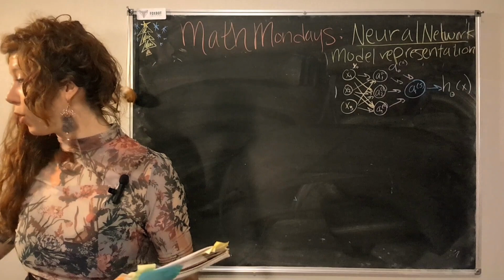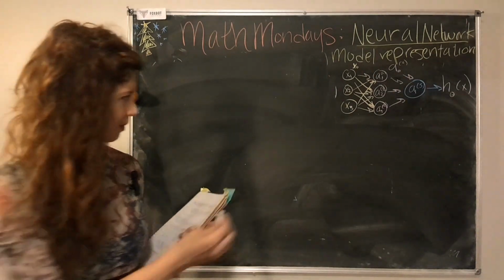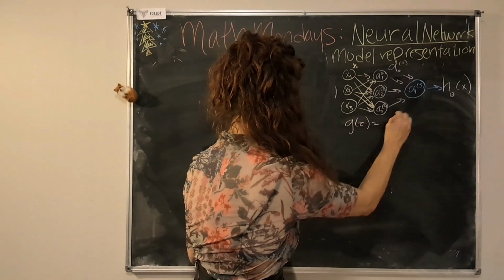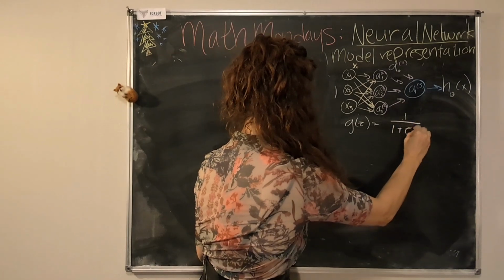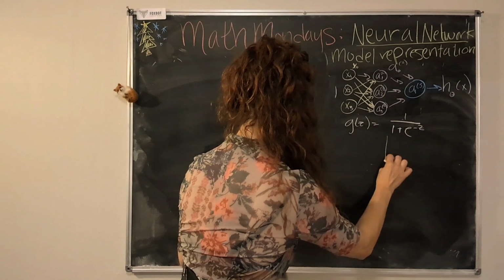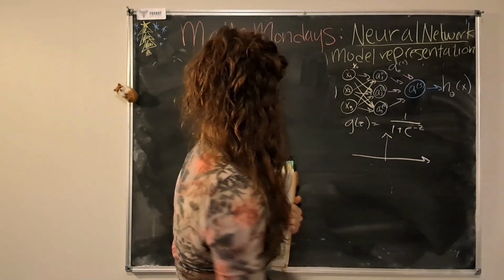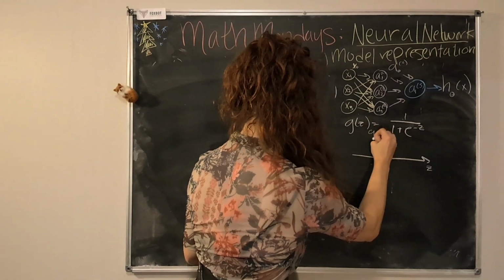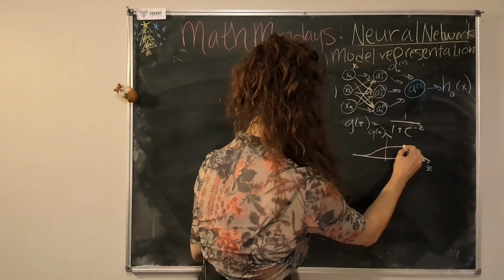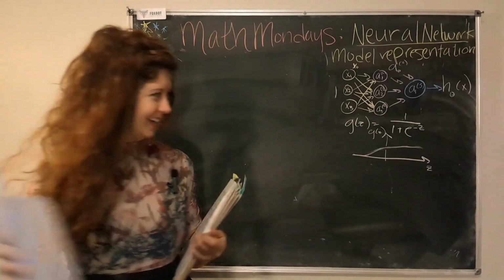But we need the sigmoid function, so I'll bring that little buddy back. Okay, so g of z equals 1 over 1 plus e to the minus z. And the plot, because I think it is really great to draw pictures. So this is going to be z, and this is going to be g of z. And our sigmoid function looks like this. That's a really bad way to draw it. Hold on, let me try again.